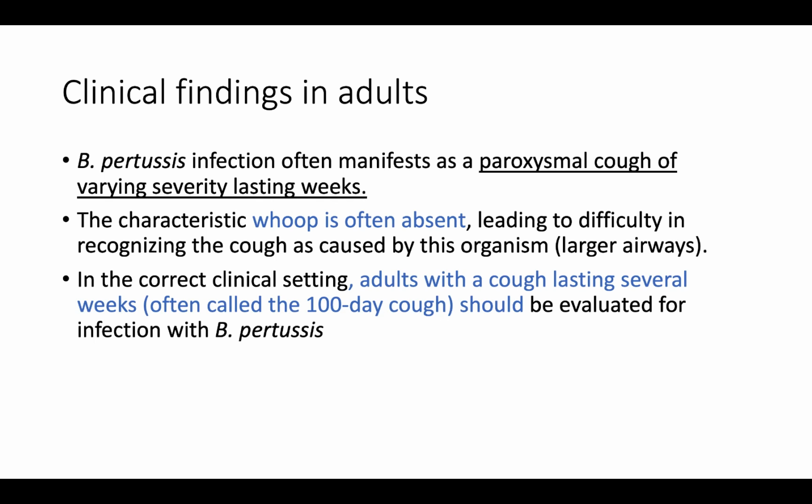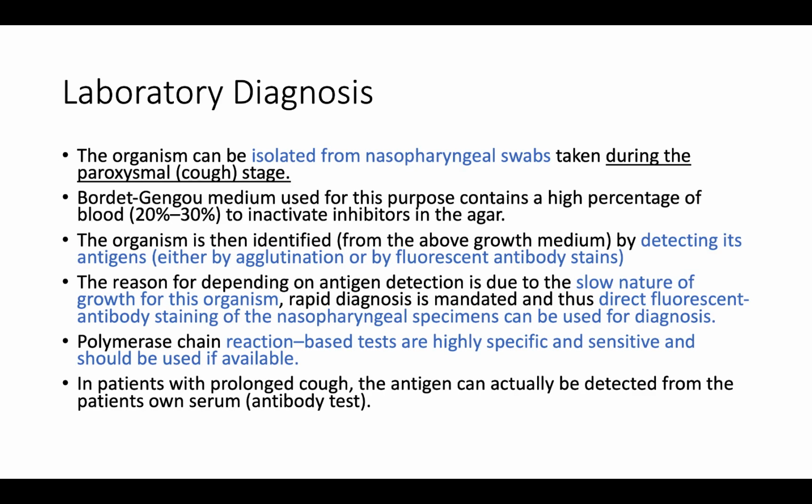What do we see in adults? Clinical infection manifests as a paroxysmal cough of varying severity that may last weeks, even months. Adults have a larger epiglottis, so they are able to maintain their airway better than children, and they don't have the actual whooping cough nature. In the correct clinical setting, adults with a long-lasting cough should be evaluated for pertussis. Lab diagnosis, as we said, everyone has a special way.